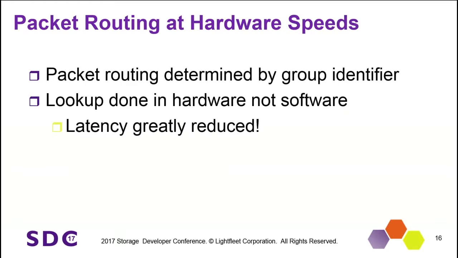And then by doing this, the packet routing is essentially determined by the group identifier. So at that point, you're doing a lookup of a subscription table at hardware speeds rather than having to do it through software. So you get very, very low latency and very high throughput through the switch.